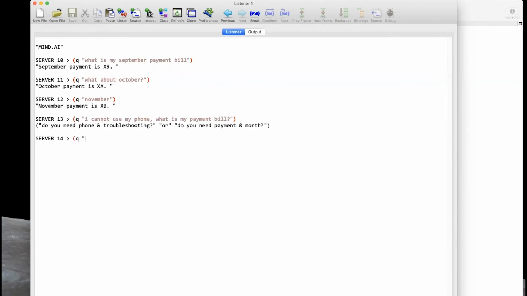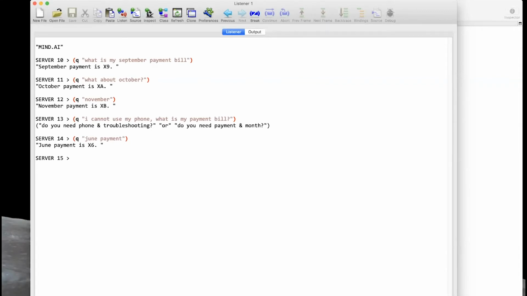Okay, then let's go with the payment context and ask the question, June payment. Right, so again, we have June and payment. So therefore, we have a month and an entity. So we know that we're going down the path of the payment bill instead of the phone.